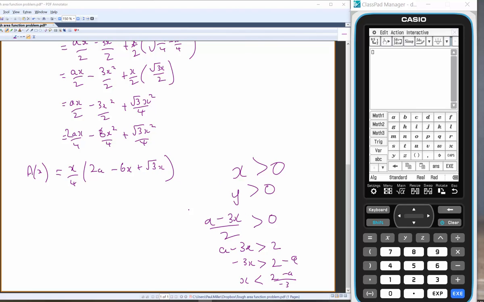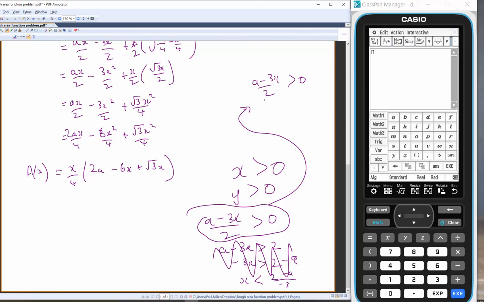Now that doesn't seem right, and you can maybe spot my mistake here. Bad form, Mr. Miller. This one here, a take 3x on 2 greater than 0. Scrap that stuff there. a take 3x greater than, when I multiply 2 by both sides, that's still going to be 0 there. Negative 3x greater than negative a, x less than a on 3. Okay, so they're my two values there. So x greater than 0, x less than a on 3.